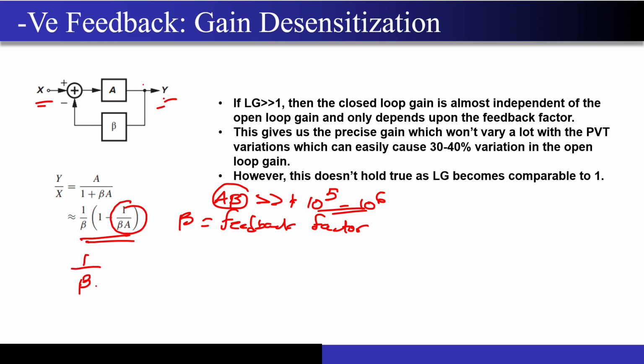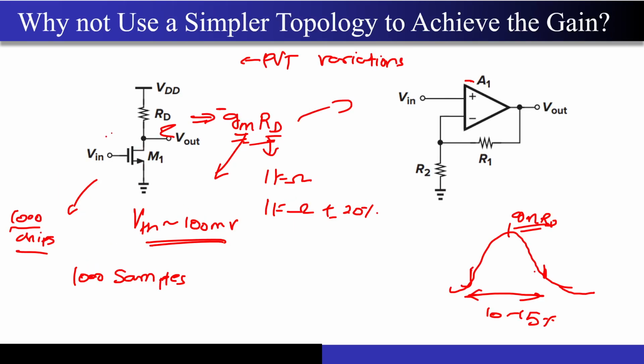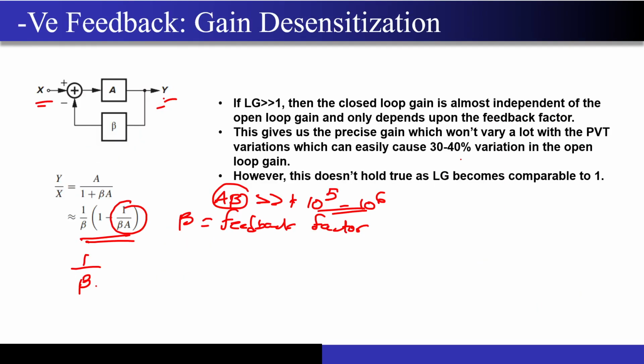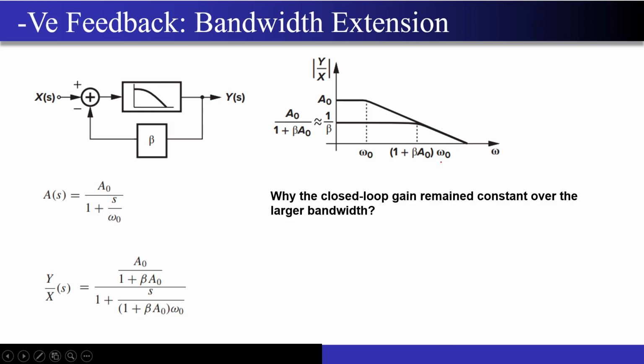So now I have made the gain of my system independent of any PVT variations that are going to happen in this particular amplifier. That is why we are using this negative feedback. I hope this part is particularly clear. Now another benefit of this negative feedback is the bandwidth extension. So I have this amplifier A1, and it has a pole at omega naught, correct?